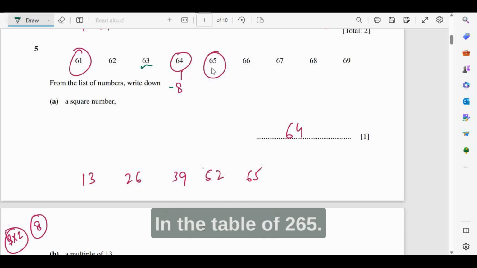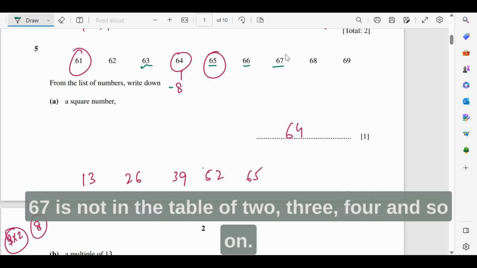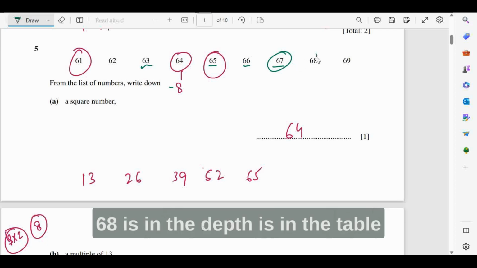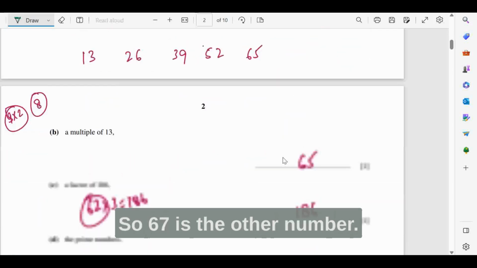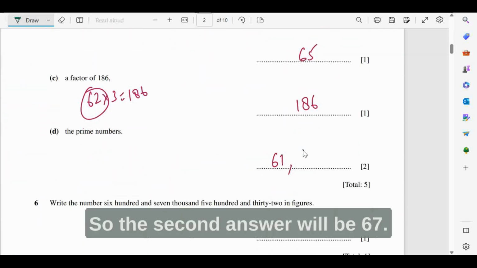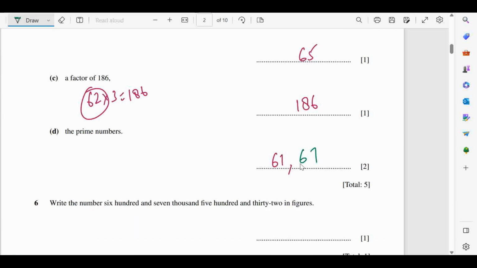64 is in the table of 2. 65 is in the table of 5. 66 is in the table of 2. 67 is not in the table of 2, 3, 4 and so on. 68 is in the table of 2. 69 is in the table of 3. So 67 is the other number. So the second answer will be 67.